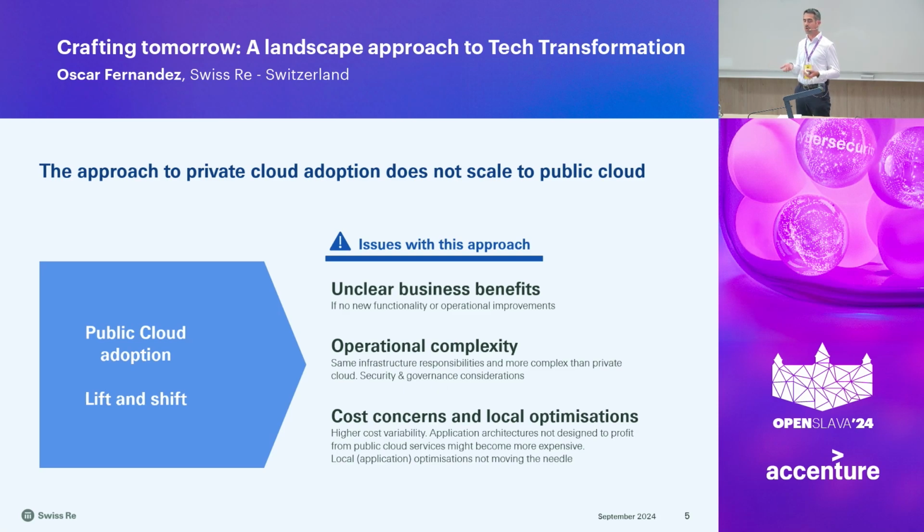Not only that, but the operational complexity may even increase. We know that a public cloud is more complex than private, certainly in our experience. So without doing anything else, we were potentially entering a terrain that was more complex, with additional concerns about security and governance and so on. So it was also not very clear why we should do this.